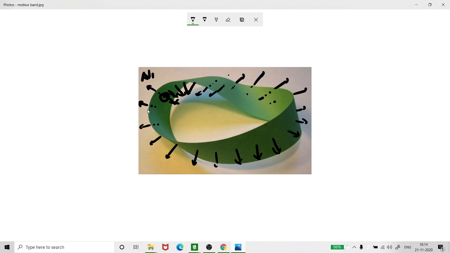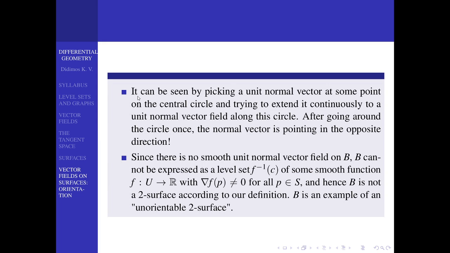Even though this is connected, we cannot assign a normal vector field on this band, so we cannot consider this as an oriented n-surface. That can be seen by picking a unit normal vector at some point on the central circle and trying to extend it continuously to a unit normal vector field along the circle. After going around the circle once, the normal vector field is pointing in the opposite direction. Since there is no smooth unit normal vector field on B, this B cannot be expressed as a level set or oriented n-surface in our definitions.